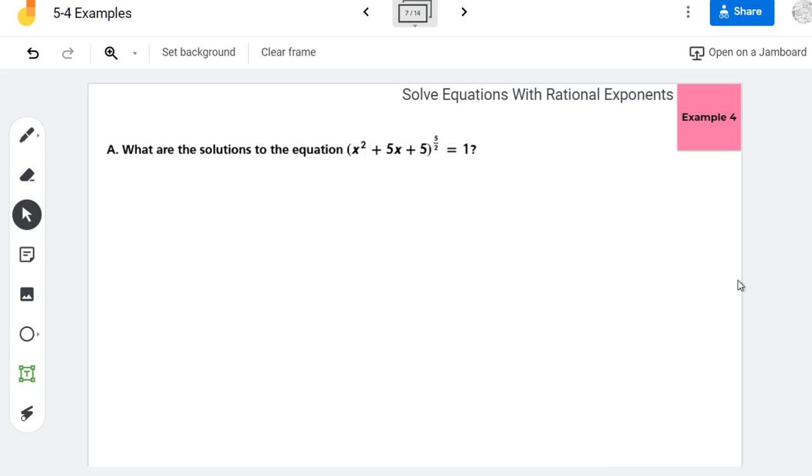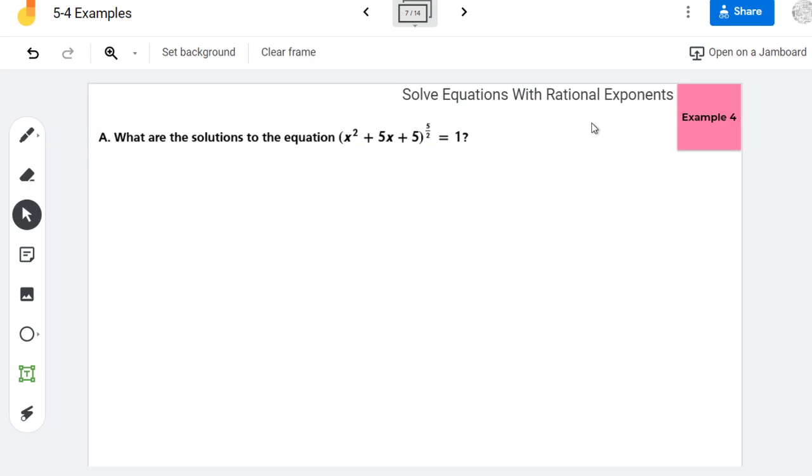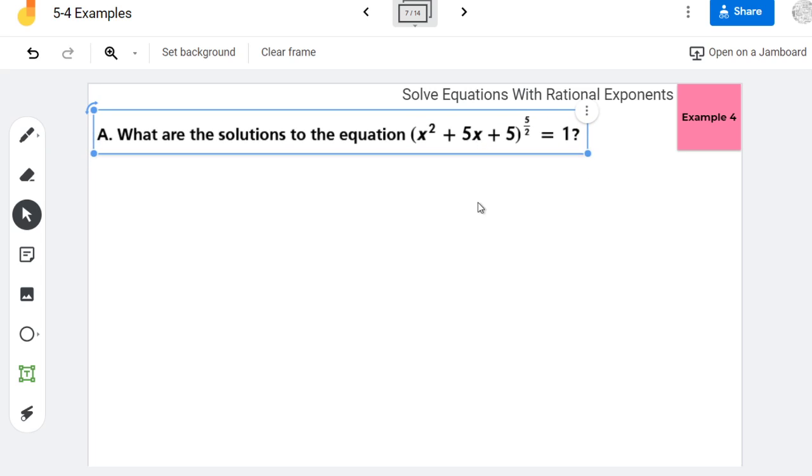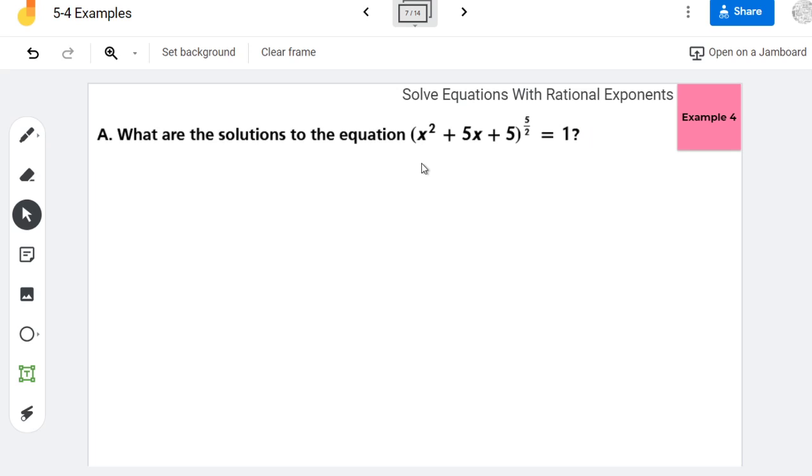In today's video, I am covering example 4 from section 5-4 in the SavvasRealize Algebra 2 textbook. The goal of today's video is to solve equations with rational exponents. This just looks a little small on my second monitor, so I'm just making it bigger. So this one is asking, what are the solutions to this equation?